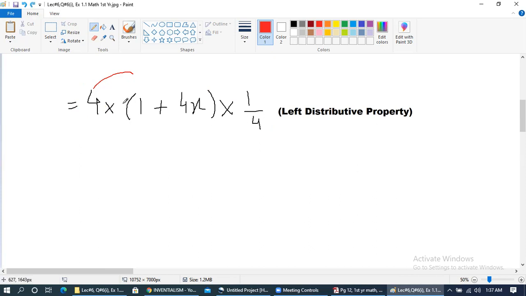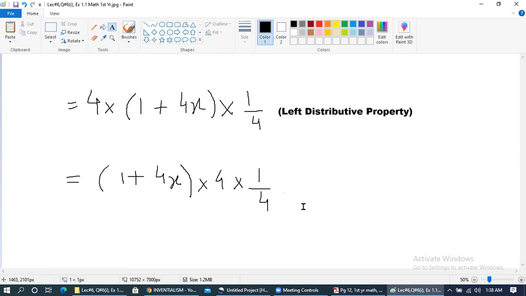How can the arrangement be changed? The first two quantities can be interchanged with each other. So you can write it here as 1 plus 4x first, while the 4 is going to the second position. So actually this is the commutative property of multiplication. So just write the commutative property of multiplication.